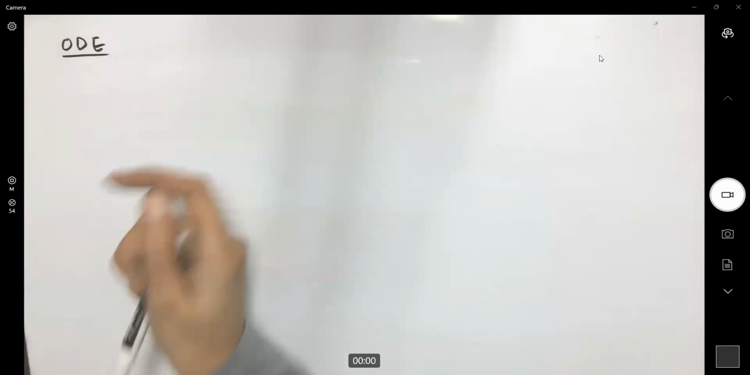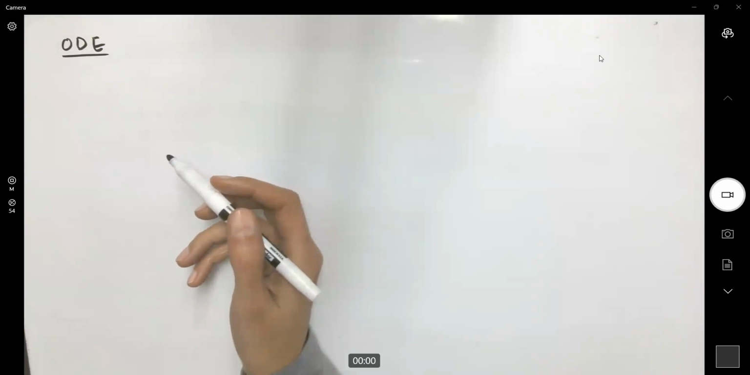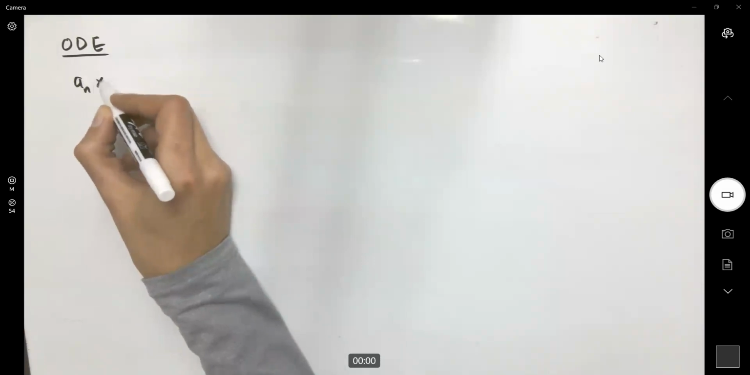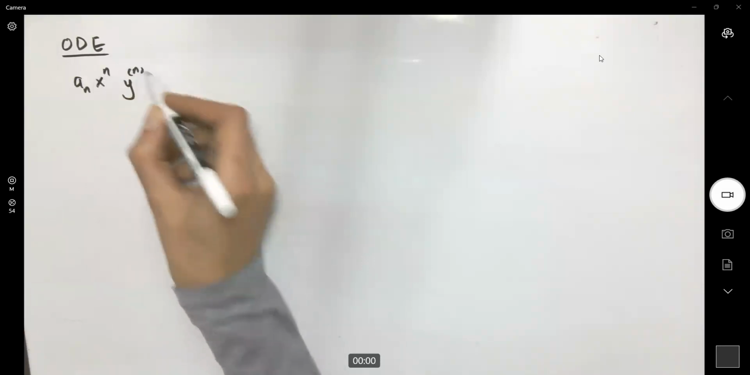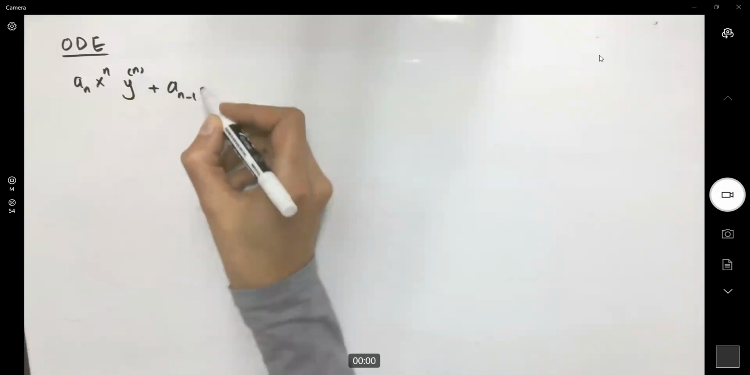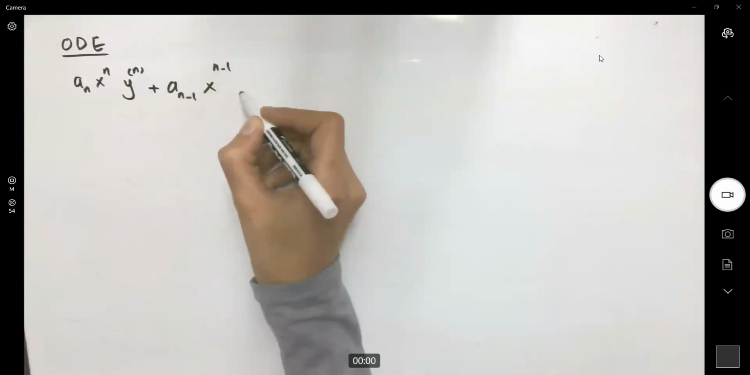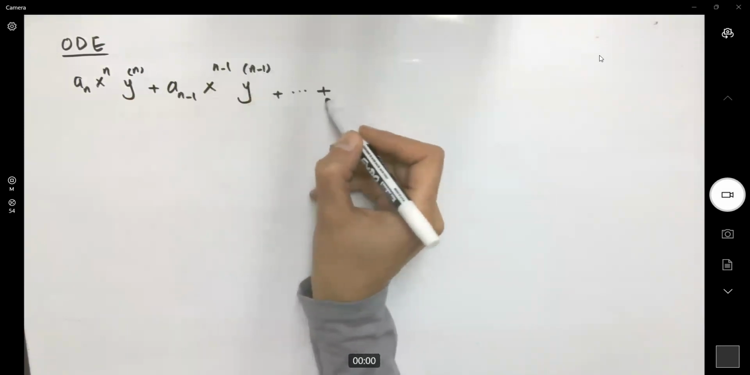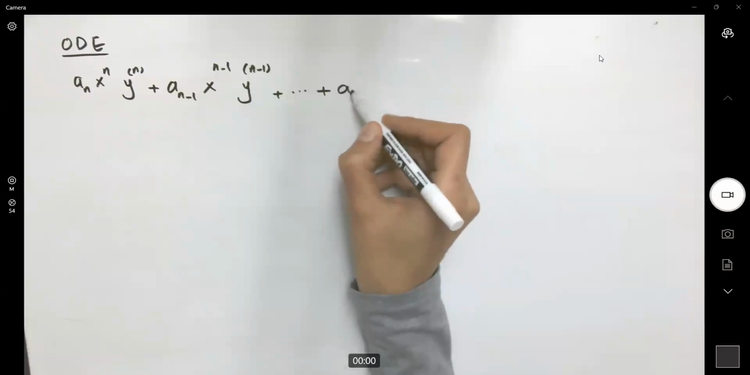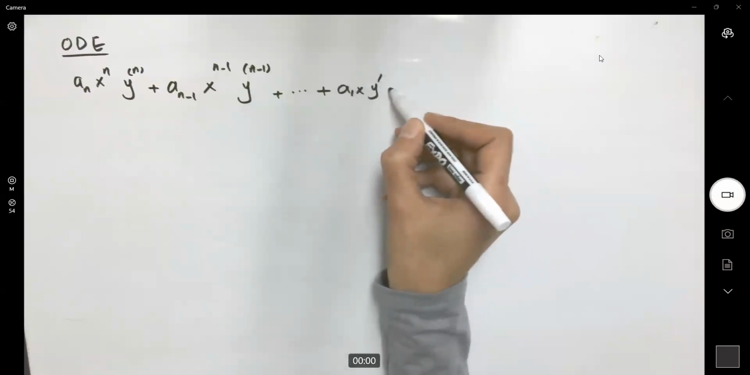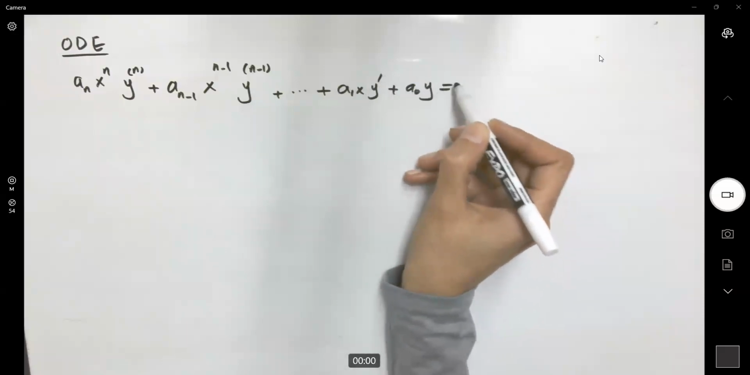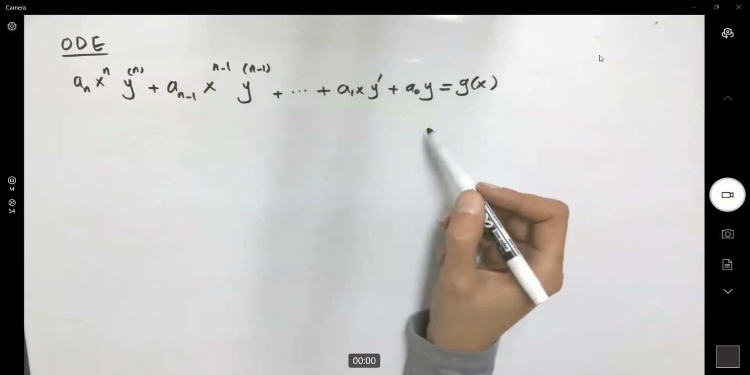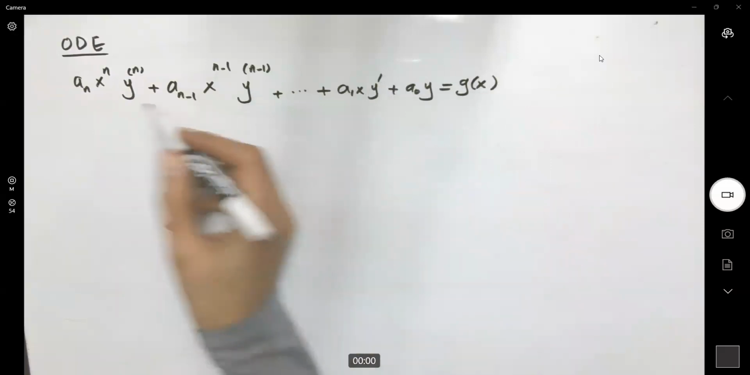So let's take a look at the case that we have, for example, a_n x^n times the nth derivative of y, plus a_(n-1) x^(n-1) times the (n-1)th derivative of y, plus the middle terms, and finally we have a_1 x times the first derivative of y, plus a_0 y equals g(x). First of all, this differential equation is called the Cauchy-Euler equation.